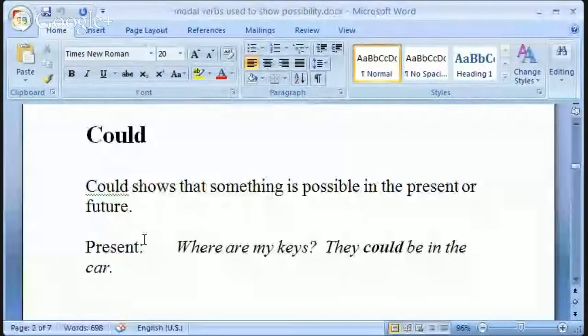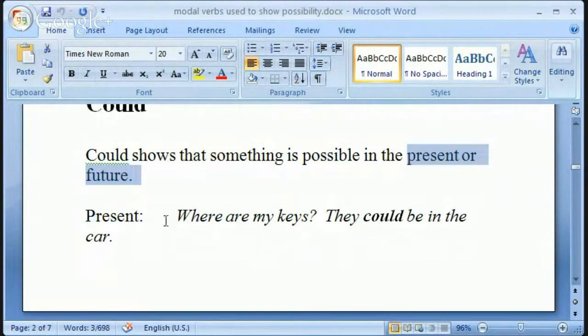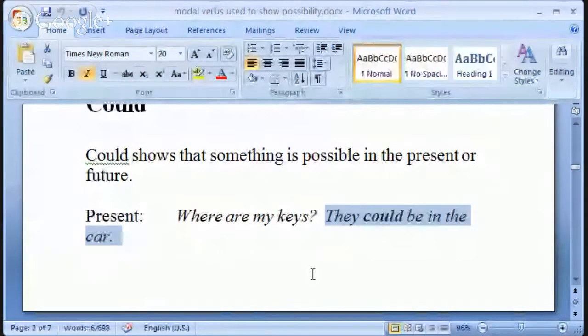As an example, could also shows something is possible in the present or the future. For example, where are my keys? They could be in the car. Well, they could be in the car, but as you know, if you've ever lost keys, they could be on the kitchen table, they could be on top of the refrigerator, could be in your coat pocket. Could is simply one possibility.